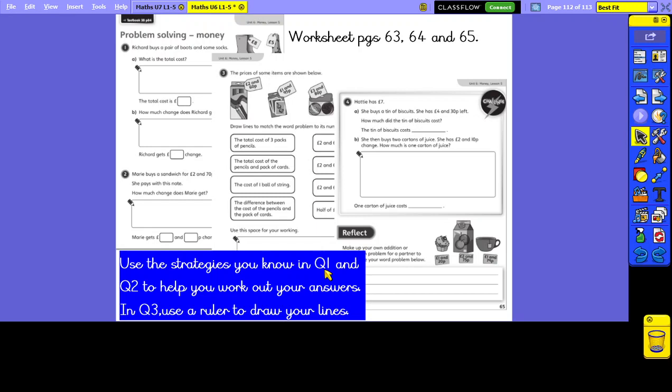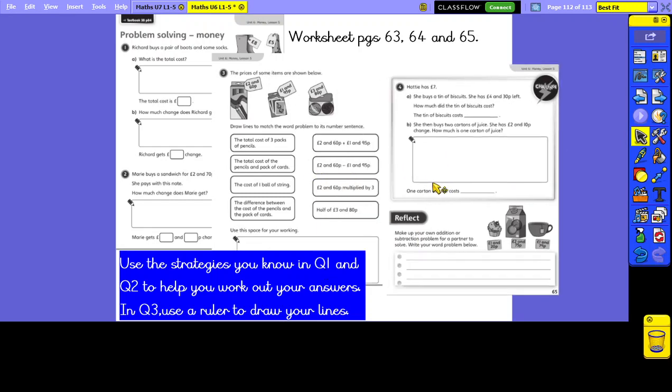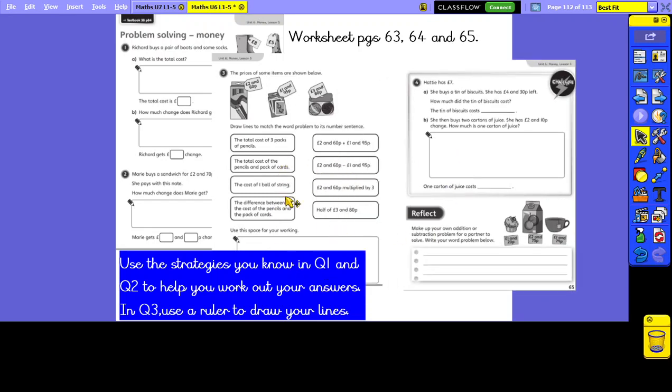The blue box is there again. Use the strategies that you know in question 1 and question 2 to help you work out your answers. In question 3 in your workbook, use a ruler. So in this page here, use a ruler, please, to draw your lines. Or if you're doing it online, there should be a tool where you can just draw a straight line, and maybe use different colours if it helps to show us what your answers are and what you're linking.